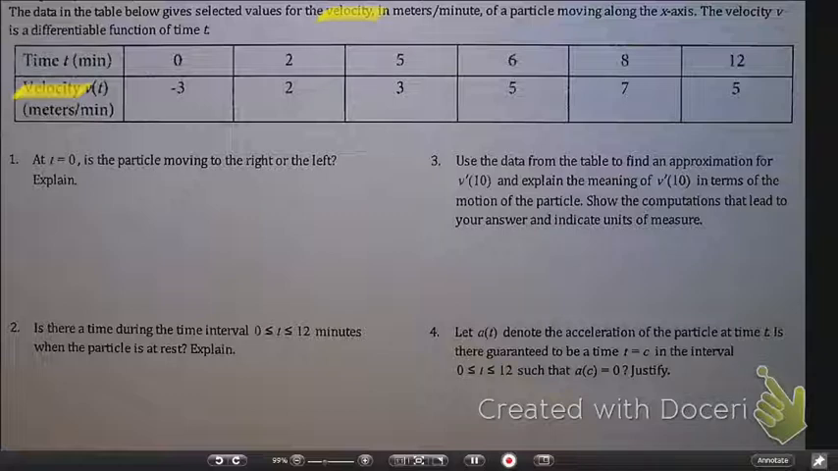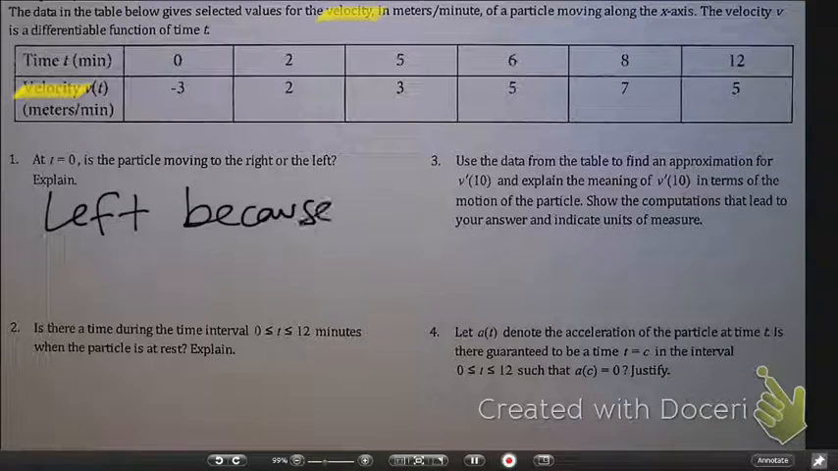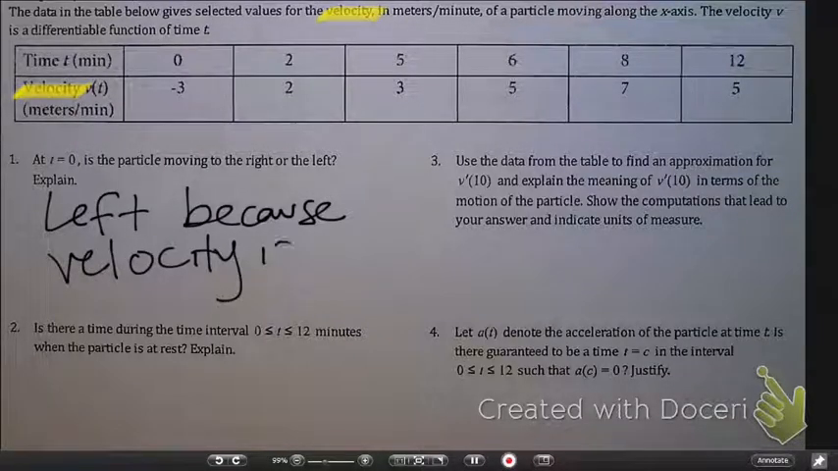Do you guys see t equals 0 in the table? Yes. All right, what's the velocity at 0? -3. What does that mean about the direction we're moving? We're moving to the left. Good. Because the velocity is negative. Because the velocity is negative, we're moving to the left. So at t equals 0, is the particle moving to the right or the left? I want you to write left because velocity is negative.